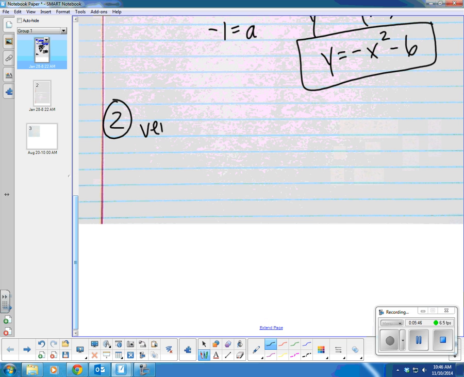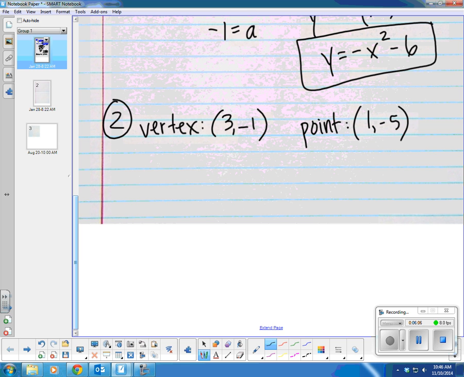So let's do the vertex of this parabola is at 3, -1, and a point that it passes through is 1, -5. So what do we need to do first? Well, first, if you want, just until you get used to this, I would label. Since this is the vertex, this is our H and K, and our point that it passes through is a X and Y.